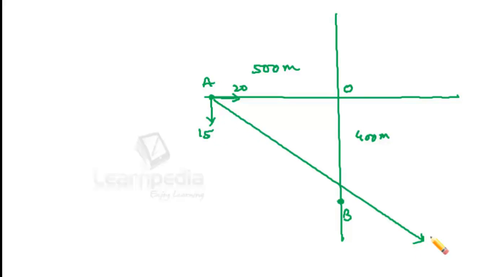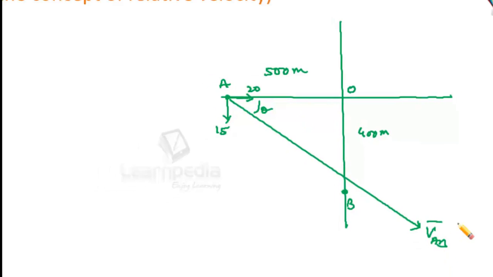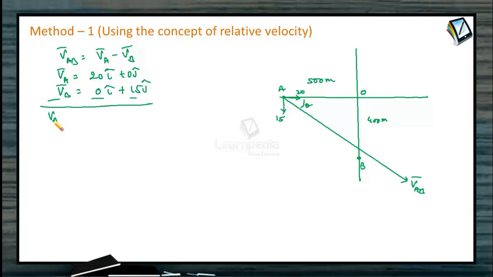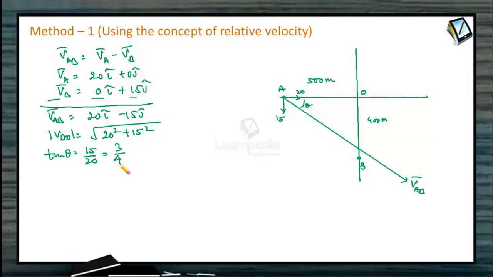Okay. So that relative velocity. Let us consider like this. This is theta. Speed of A with respect to B. What is the speed of A with respect to B? VA minus VB. What is VA? VA is given as 20 i cap plus 0 j cap. What is VB? VB is given as 0 i cap plus 15 j cap. So what do we get? VA minus VB is 20 i cap minus 15 j cap. So the magnitude of VAB we can easily calculate: under root of 20 square plus 15 square. At what angle? Tan theta will be equal to 15 by 20. That is equal to 3 by 4.